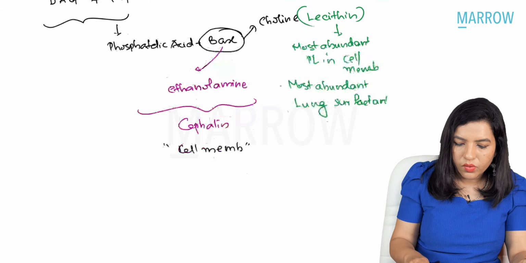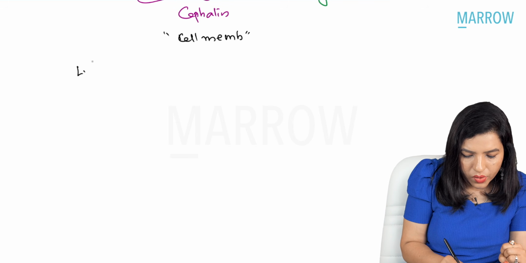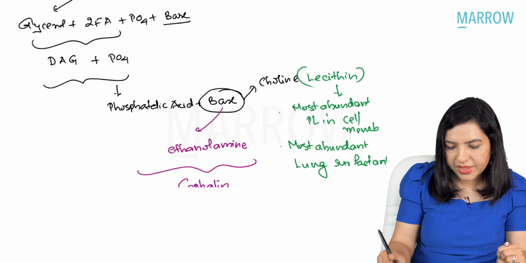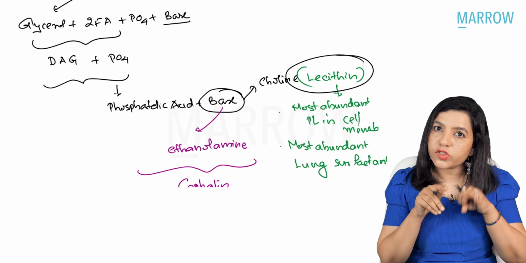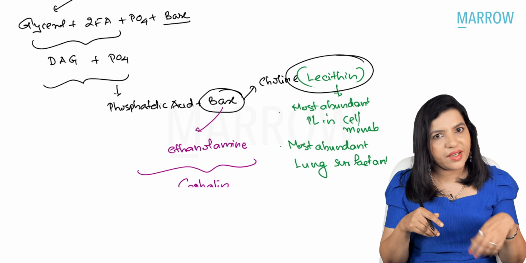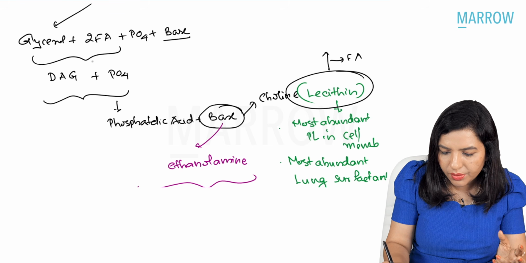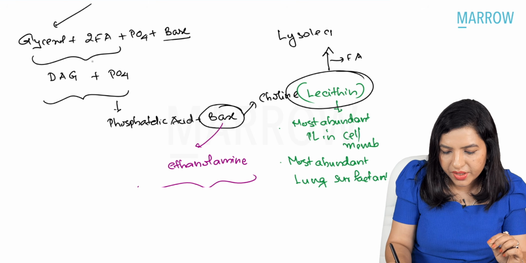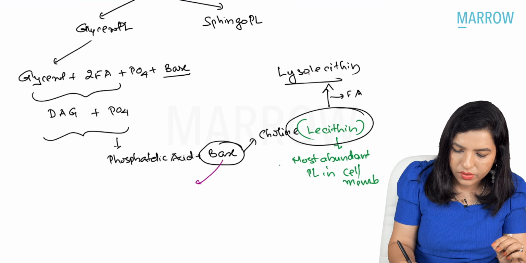Okay. Now, one more option in the question is lysolecithin. What is lysolecithin? What I have told you here is lecithin, right? Lecithin has a phosphatidic acid plus a base. Now, phosphatidic acid contains a glycerol plus 2 fatty acids plus phosphate. So, if one fatty acid is removed from lecithin, then it is called lysolecithin.